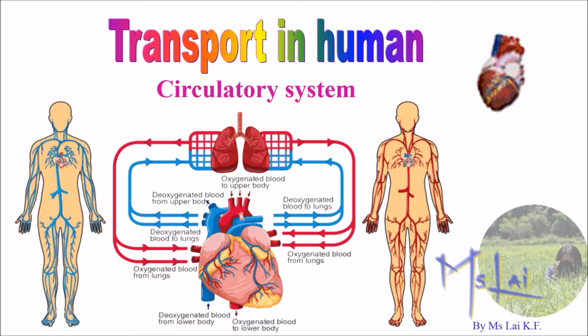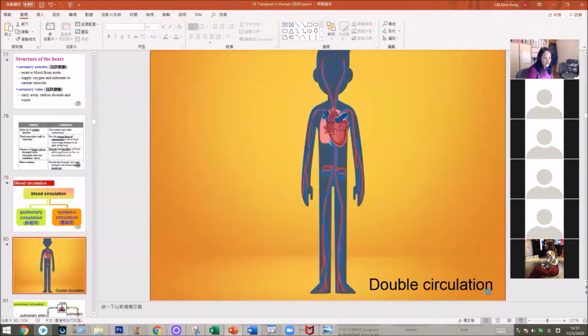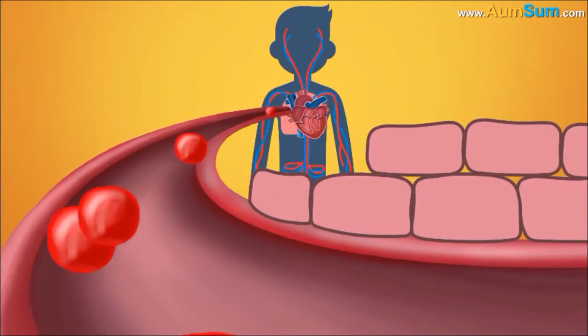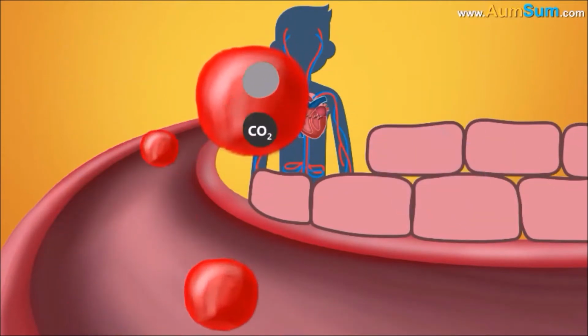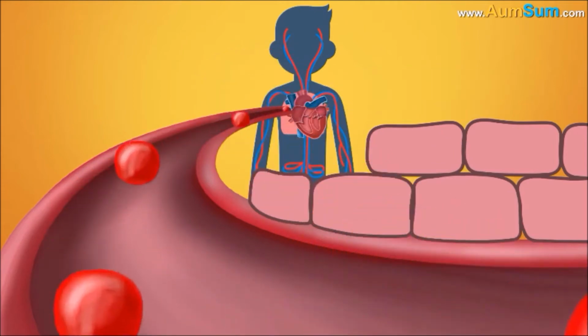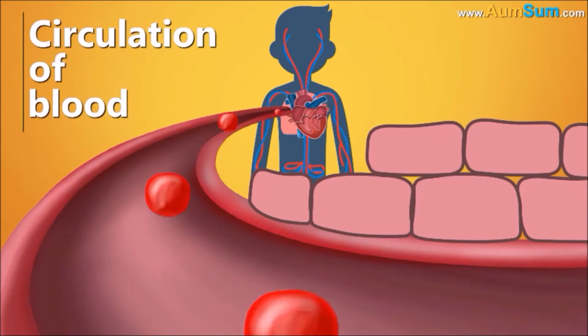Form 3 Zoom lesson. Knowledge consolidation on circulatory system. In blood circulation, we have two systems. One serves the lungs, the other serves the other parts of the body, supplying oxygen and nutrients to the cells and removing carbon dioxide and waste materials from them. This movement of blood through the entire body is called circulation of blood.